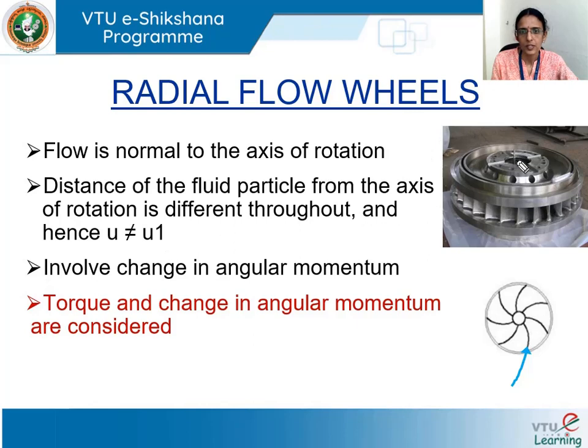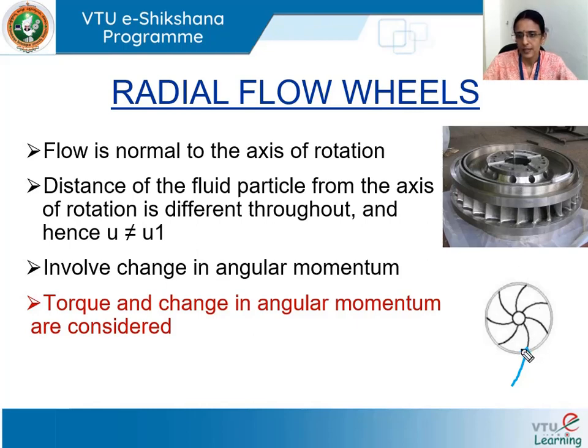And in this case, the flow is normal to the axis of rotation. Say in this case, this wheel is rotating in the plane of this slide, and its axis of rotation through the center is perpendicular to the plane of the slide. So, the flow is taking place in the plane of this slide, and the axis of rotation is perpendicular to the slide. So, flow is normal to the axis of rotation, or in this case, you can see the axis of rotation is vertical and the flow is taking place in a plane perpendicular to that.